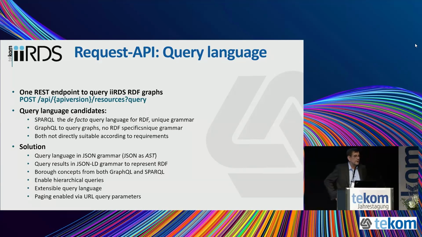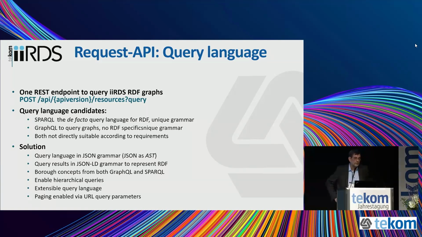But this would also require the content delivery system, the system managing the topics, to be a graph-based system. And this is not realistic. Looking at system vendors in the documentation area, we didn't want to limit our request API to a specific graph database. So we didn't use SPARQL, we didn't use GraphQL, because they were not directly suitable. Instead, we decided to use a query language in JSON grammar.